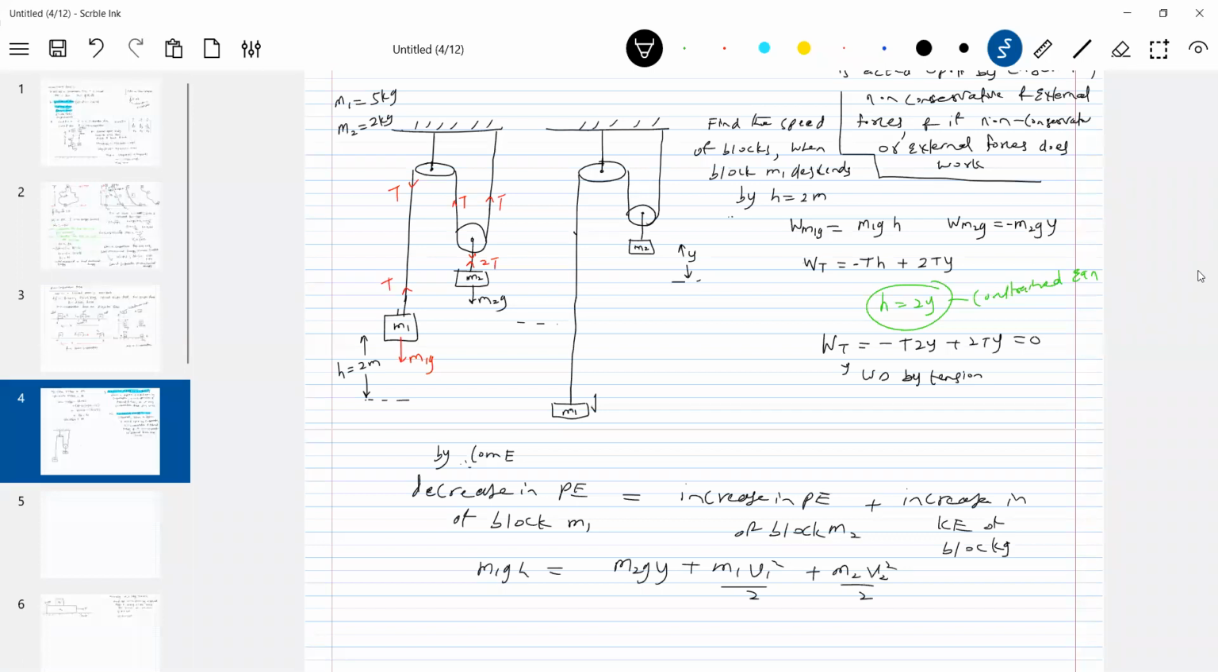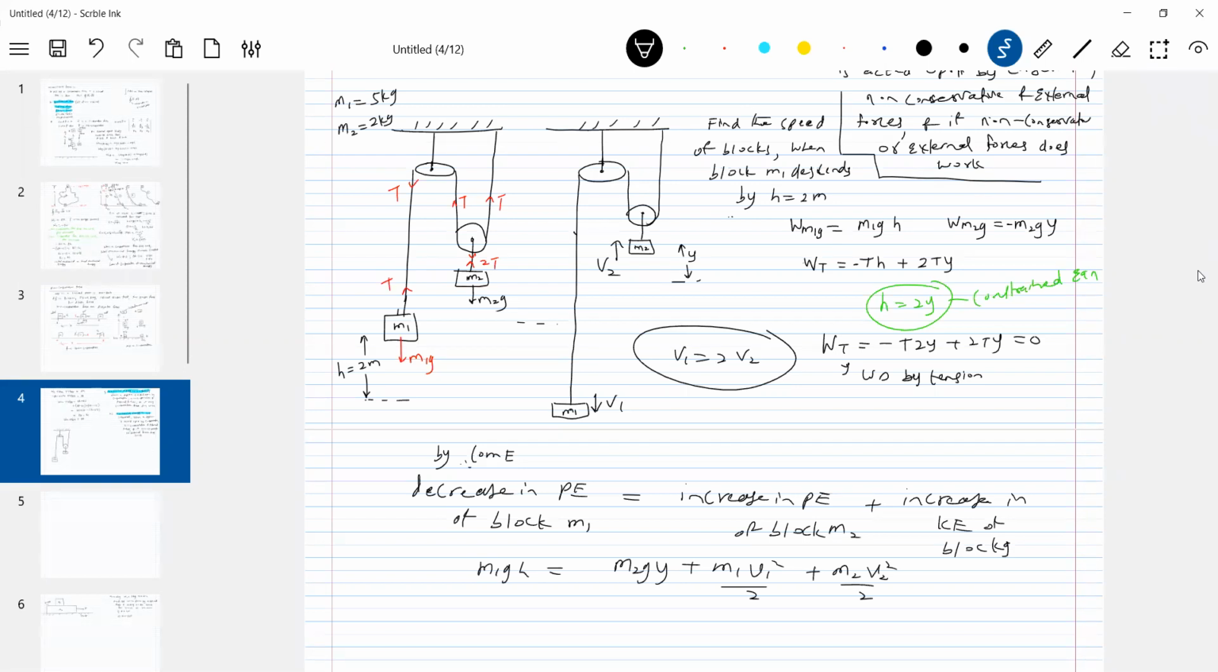What is the velocity of this block? V1. Any constraint equation again? V1 equals 2V2. How many unknowns are there? V1, V2 and Y. H equals 2Y, so you can eliminate that. V1 equals 2V2. Then you get the speed of the block.